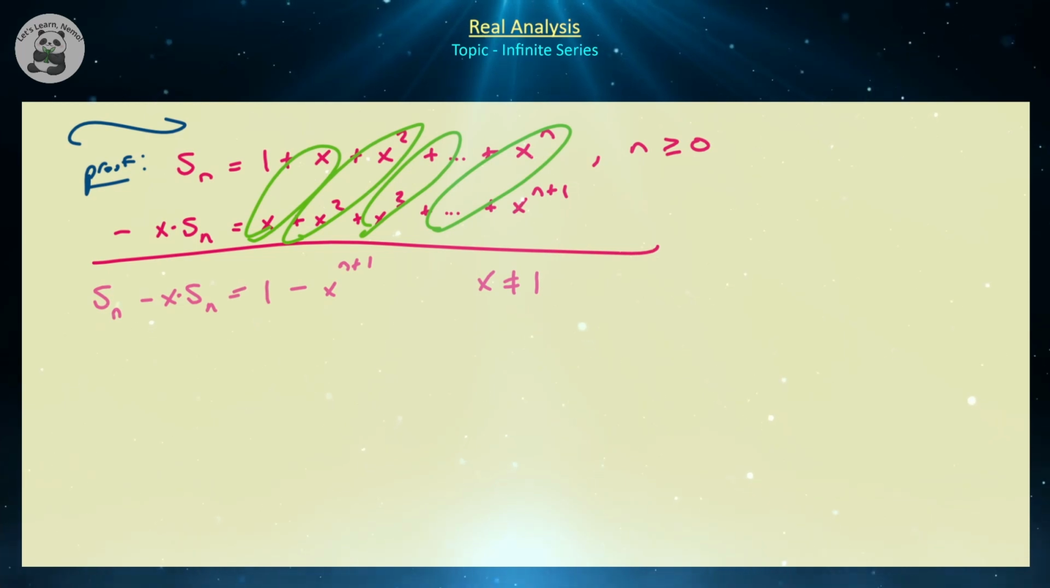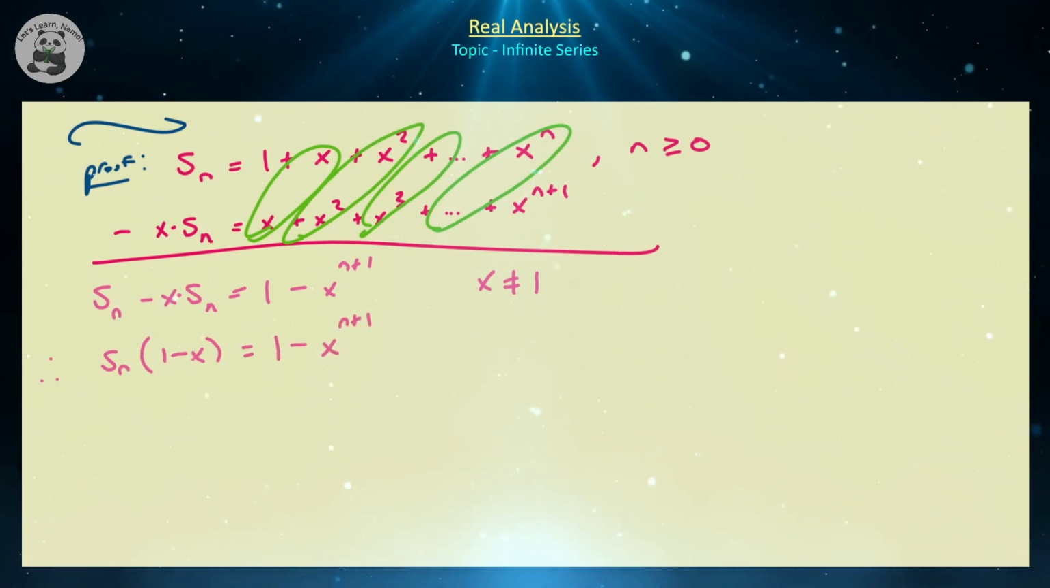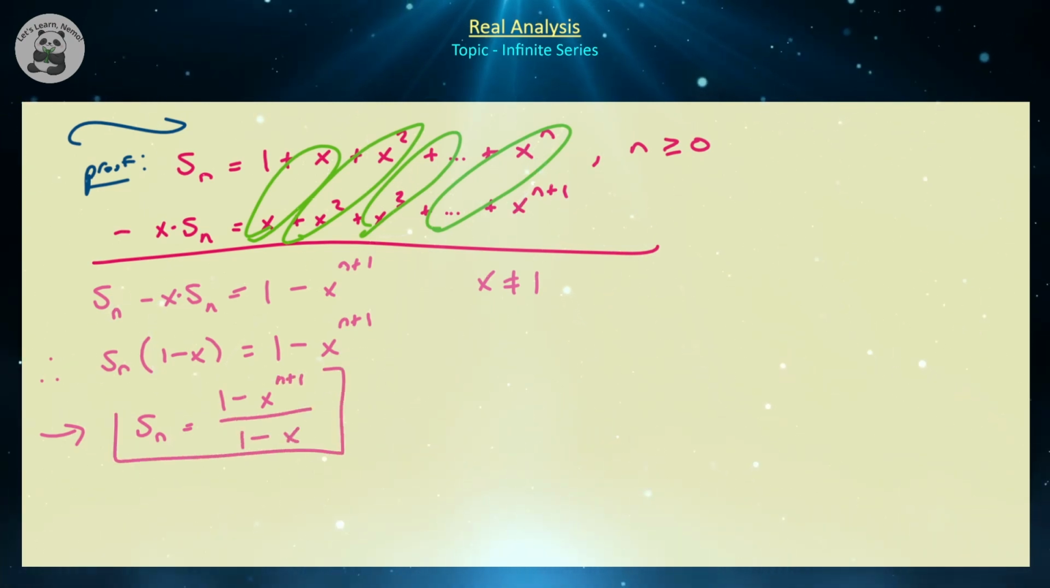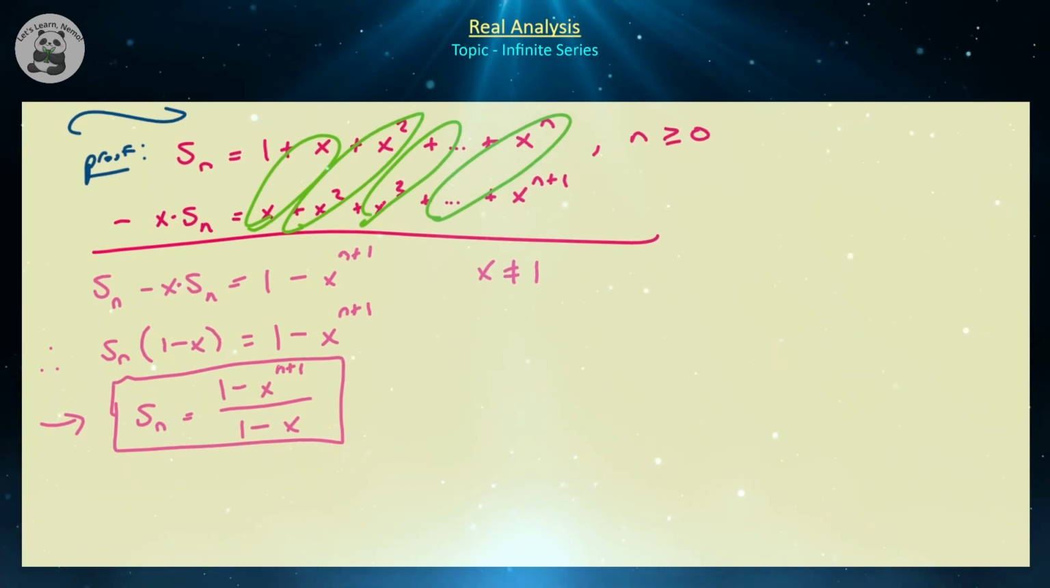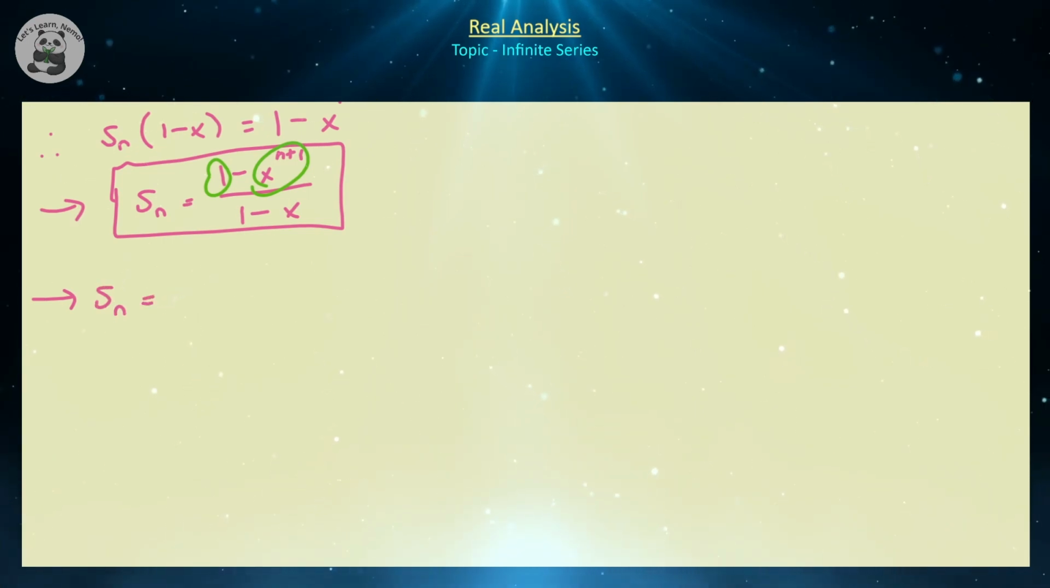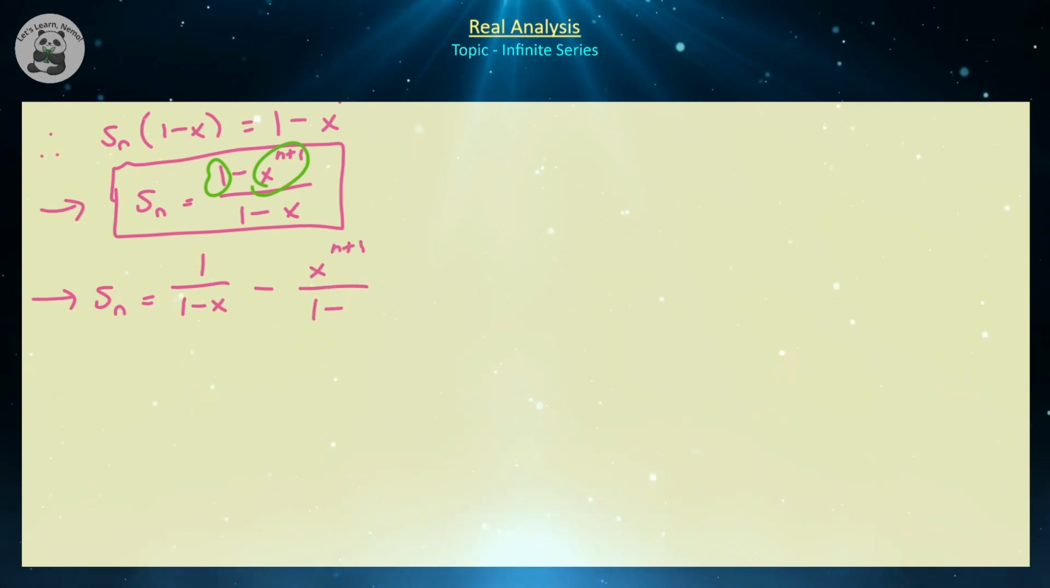So I'm going to factor Sn out of the left-hand side. So I'm going to have Sn times 1 minus x, and that's going to be equal to 1 minus x to the power of n plus 1. And then I can solve for my Sn, so Sn is equal to 1 minus x to the n plus 1 all over 1 minus x. So that is my partial sum. So now I just need to take the limit as n goes to infinity and see what this is equal to. So I'm going to break this fraction up into two fractions, and I'm going to call this Sn is equal to 1 over 1 minus x, minus x to the n plus 1 over 1 minus x.